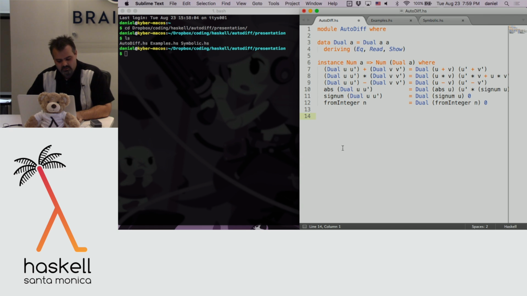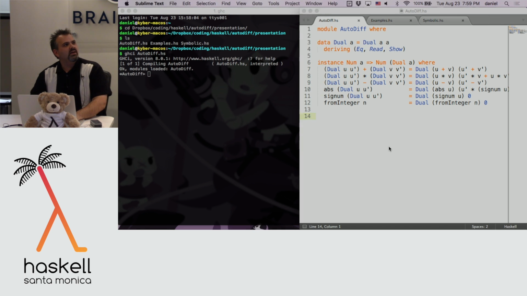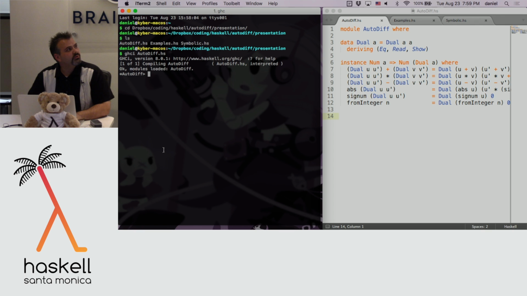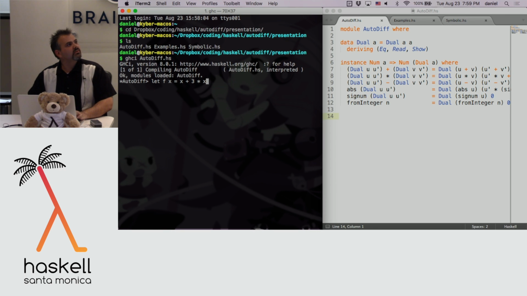So, what can we do with this? We're going to load GHCI, and let's set up a function. Let's make sure that it only works on nums, so we're going to limit ourselves to these 6 methods. So let's say something like x plus 3 times x. You might have to make that bigger too. Can we see that? Okay.